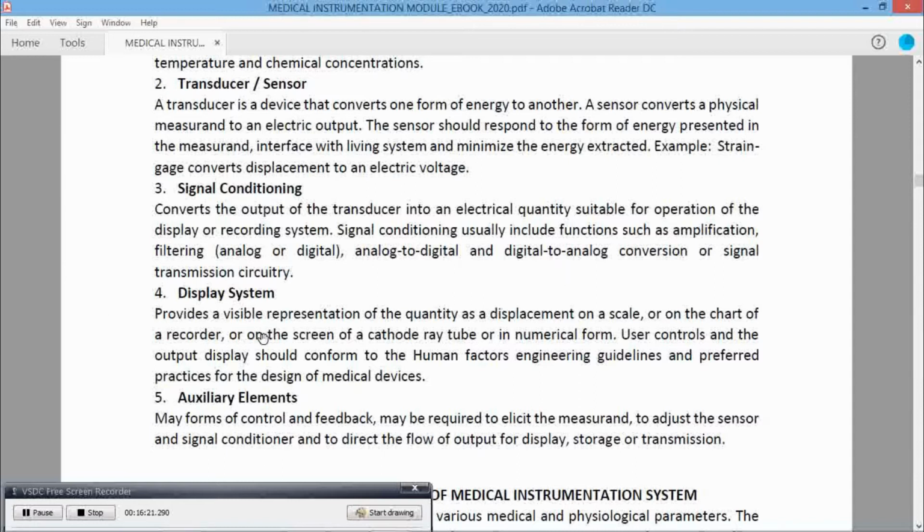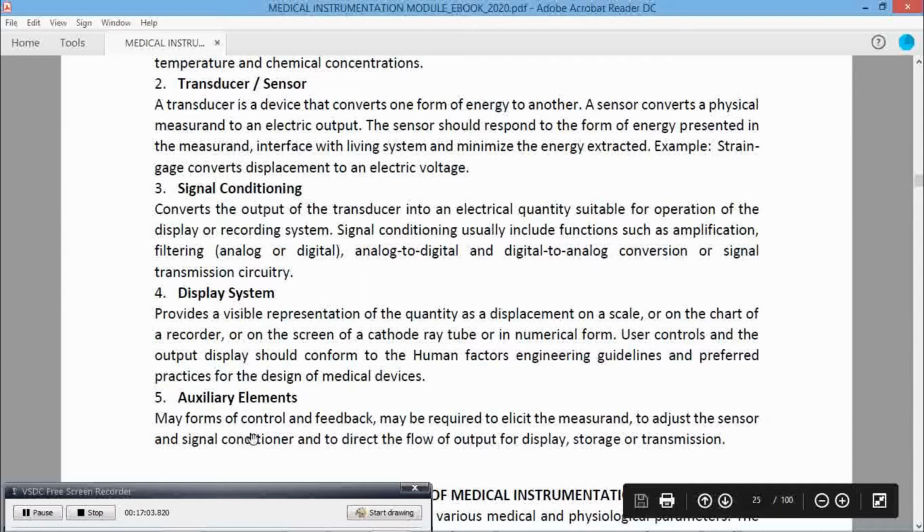And then the display system. The display system is a very important part in a medical measurement system or any system, because you need to provide a visible representation so that people can understand what we are actually measuring, the quantity, displacement on a scale or chart, recorder, on the screen of a cathode ray tube, or in numerical form. And then user control. The output display should conform to the human factors engineering guidelines and preferred practice for the design of medical devices. Later on we will look at some important points on this.